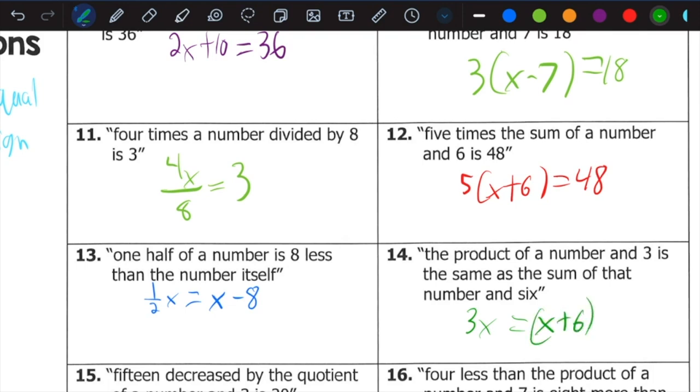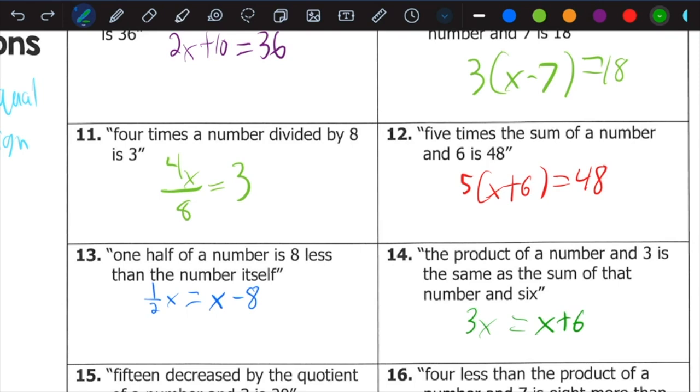And we could put parentheses since it's a sum, but there's nothing outside the parentheses on this side of the equation, so it's not necessary. So even though this 3x is outside the parentheses, it's on a different side of the equal sign or a different side of the equation, so it doesn't matter.